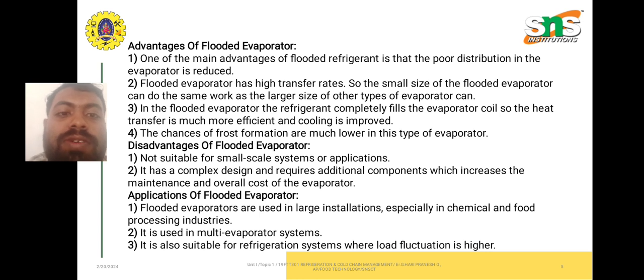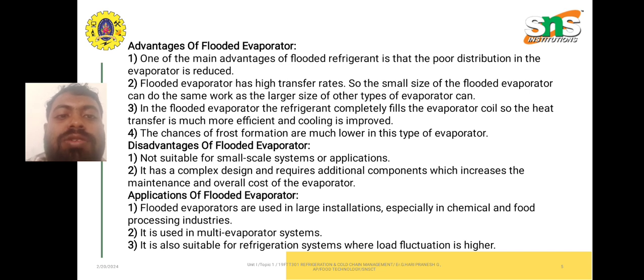Advantages and disadvantages and applications of flooded type evaporators. First, we are going to see about the advantages. One of the main advantages of flooded evaporators is that poor distribution in the evaporator is reduced. Flooded evaporators have higher transfer rates, so a small size flooded evaporator can do the same work as the large size of any other evaporators can. In a flooded evaporator, the refrigerant completely fills the evaporator coil, so the heat transfer is much more efficient and cooling is improved. The chance of frost formation is much lower in this type.